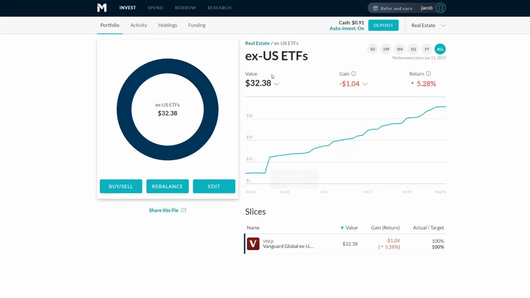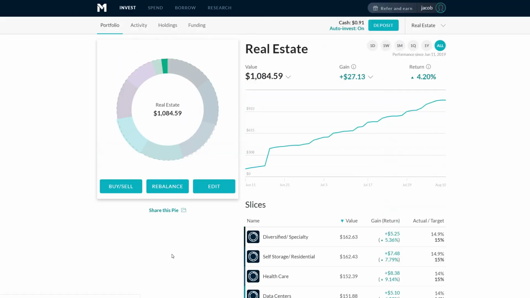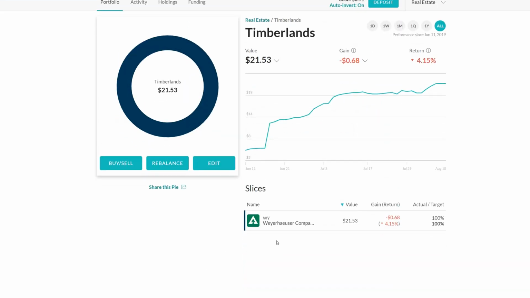I also have a small exposure here to international real estate through VNQI. It's a pretty small holding though. And lastly, in timberlands, the Weyerhaeuser company, German name for all those German viewers out there. Weyerhaeuser, I think is how you pronounce it in German.